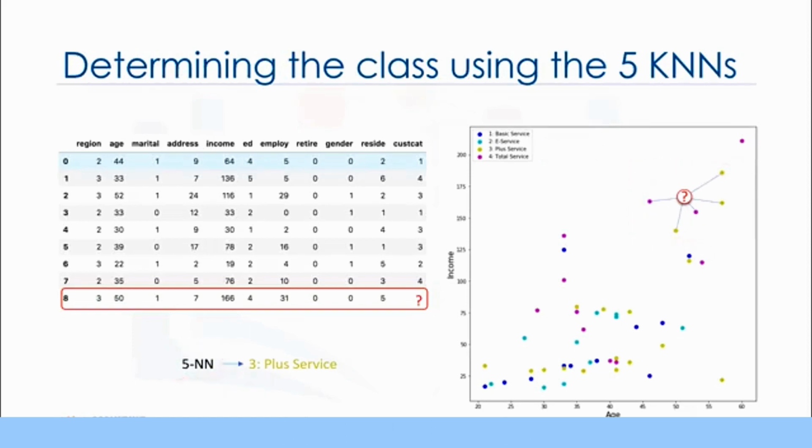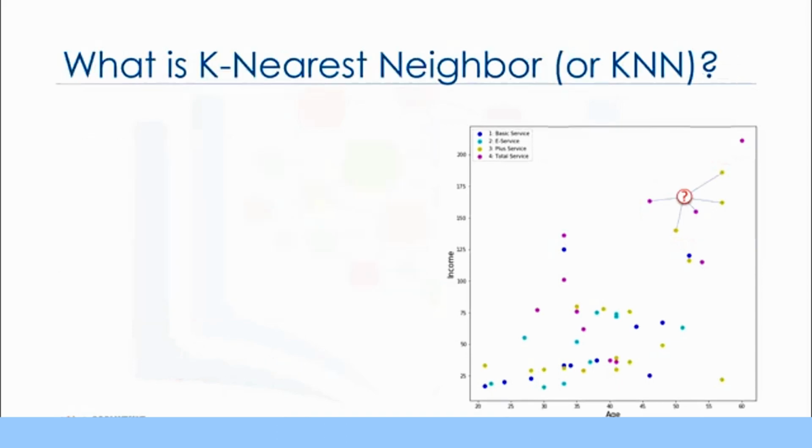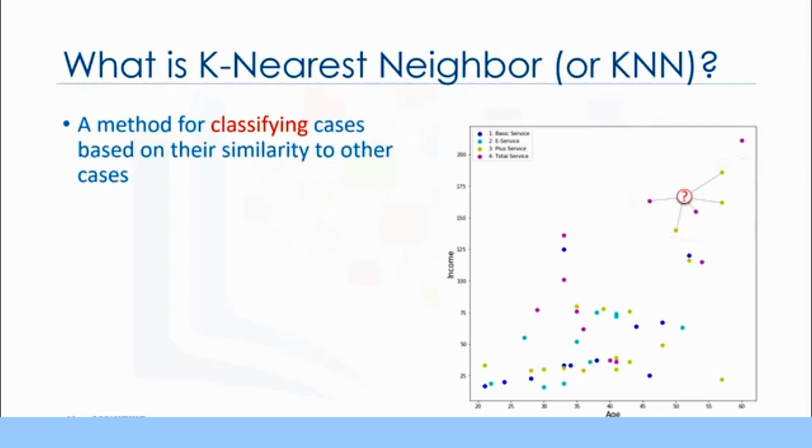Now, let's define the k-nearest neighbors. The k-nearest neighbors algorithm is a classification algorithm that takes a bunch of labeled points and uses them to learn how to label other points. This algorithm classifies cases based on their similarity to other cases.